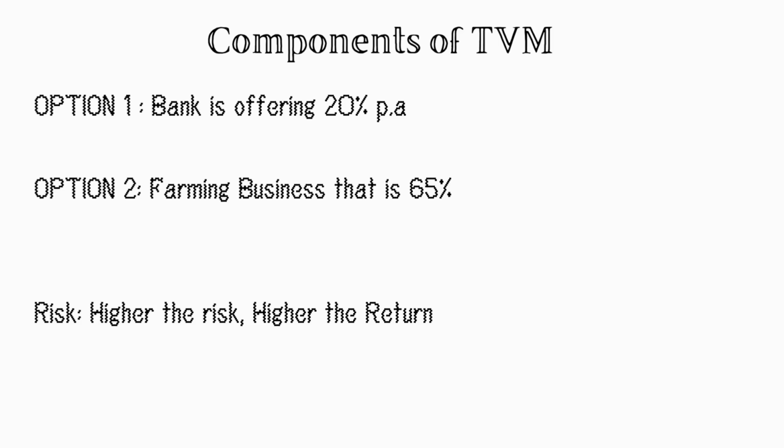Here comes the third component of the time value of money, that is the risk. Higher the risk, higher the return. We will learn how to calculate the risk in our upcoming video lectures, but here is some basic discussion regarding the risk: the risk associated with the deposit of money into a bank is comparatively lower than the risk associated with the farming business. That's why the rate of return is different in each case.